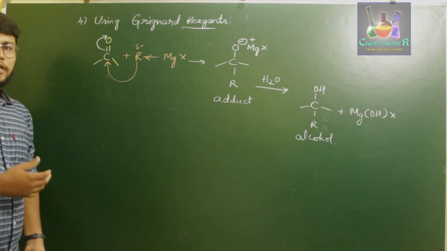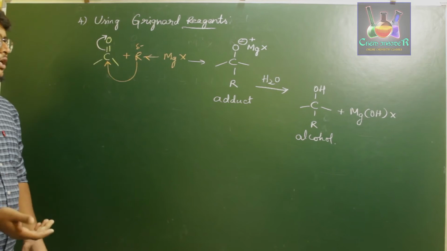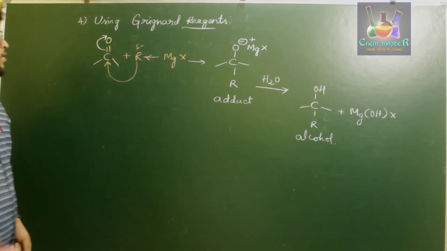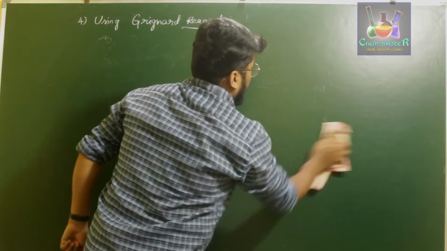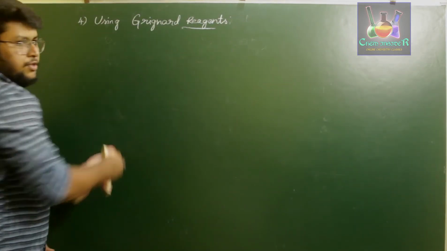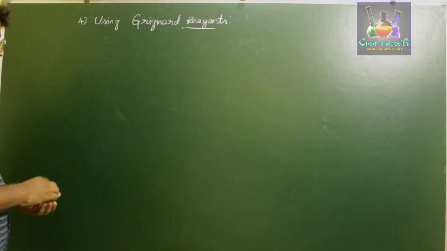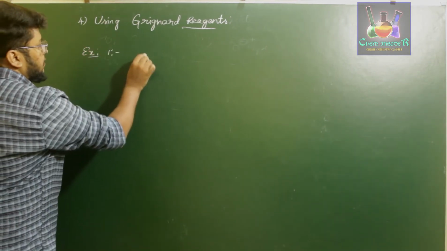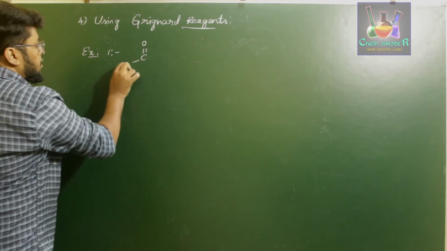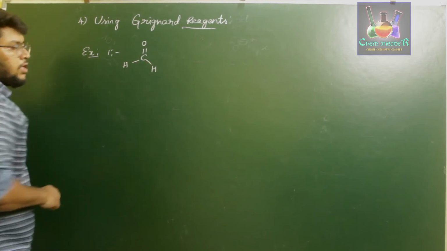Now let us consider examples for preparing primary, secondary and tertiary alcohols. Let us consider an example for the first one. What if R and R prime both are hydrogen? For example 1, C double bond O, H and H. So both are hydrogens.